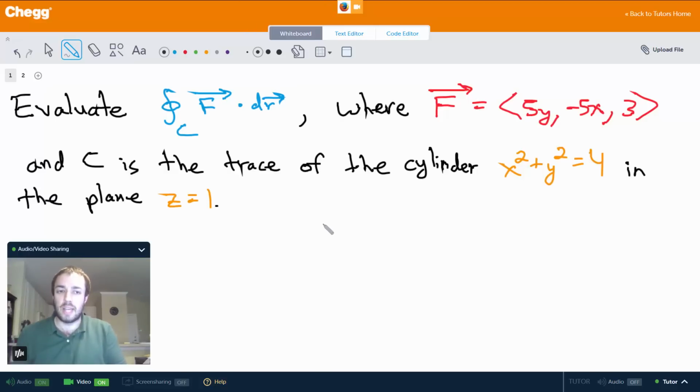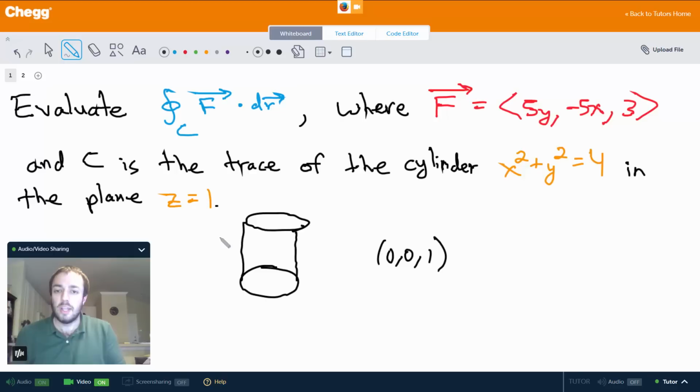What I mean by that is if you imagine the circle x squared plus y squared equals 4, in 3 dimensions this equation actually describes a cylinder. So we have an infinitely tall cylinder, and we want to intersect that cylinder with the plane z equals 1. Essentially we're just going to get a circle of radius 2 centered at the point (0, 0, 1). It's going to turn out that this z equals 1 is completely irrelevant, and all that really matters is that we have x squared plus y squared equals 4.